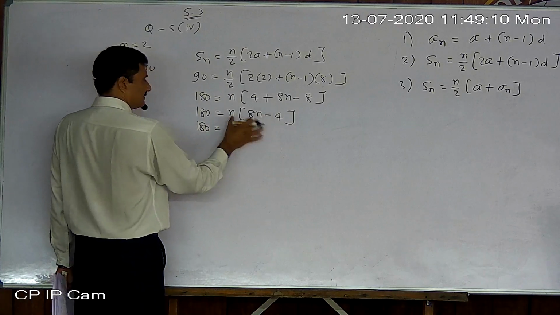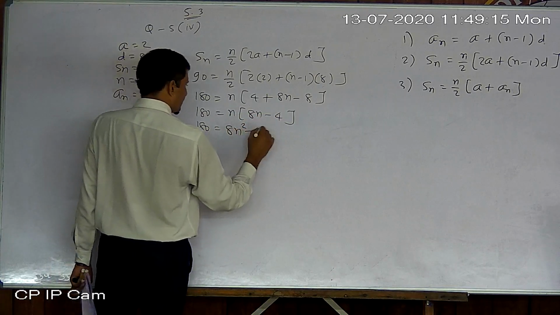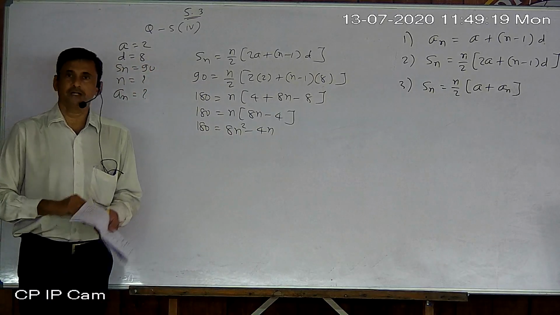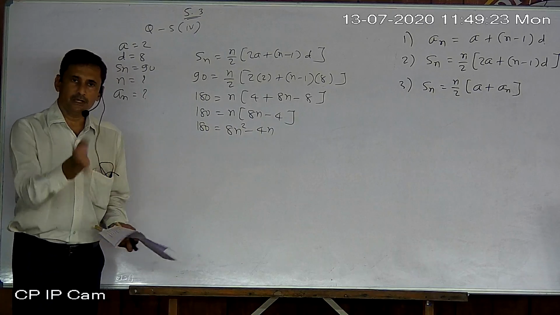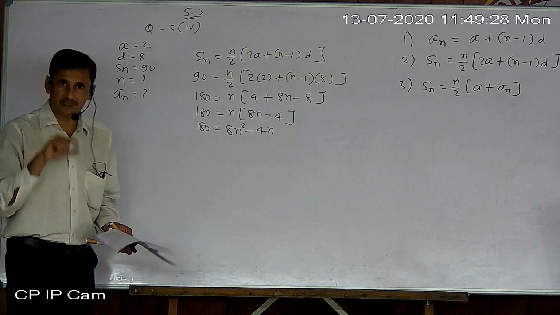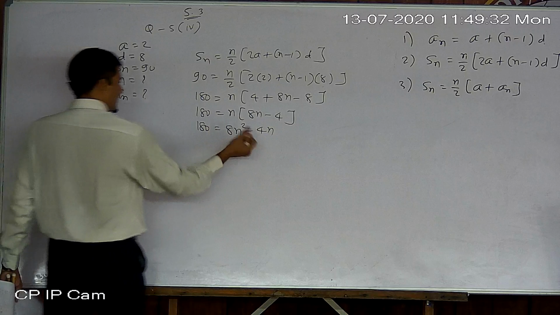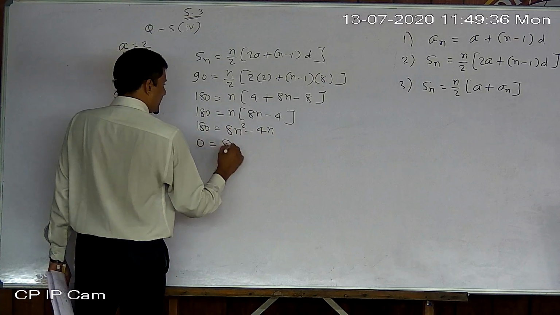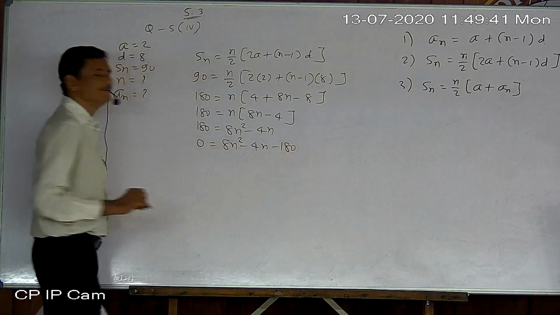Now open that bracket, meaning multiply n by both terms. So 8n square minus 4n. Now our equation should be in standard form. Standard form means all terms should be together and the opposite side should be 0: ax square plus bx plus c. Here an square plus bn plus c equal to 0, because n is the variable here. So I move 180 here. So it will be 8n square minus 4n minus 180 equal to 0.